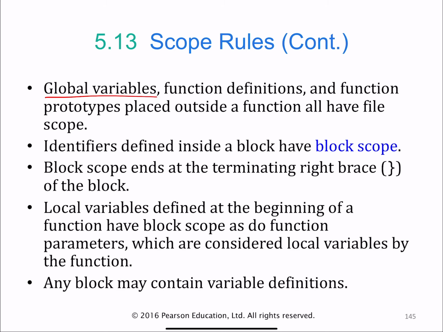So, global variables and function definitions, where we specify what's the code inside the function, and function prototypes are all outside of any other functions, and all of these have what we call file scope. They're visible from anywhere within the same file.